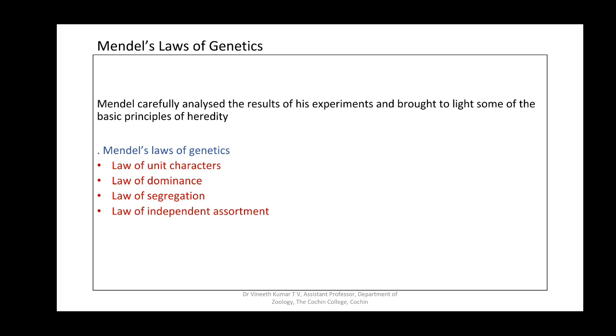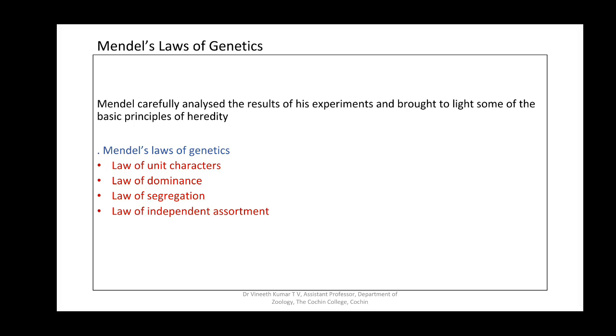The analysis of the results of his experiment brought to light some of the basic principles of heredity. The results are now put under 4 headings as 4 laws, which are considered as Mendel's laws of genetics. The first is the law of unit characters, then the law of dominance, the law of segregation, and the last one, the law of independent assortment. Of these, the first 3 laws proposed by Mendel are based on his monohybrid crosses, and the last one is based on the dihybrid crosses.